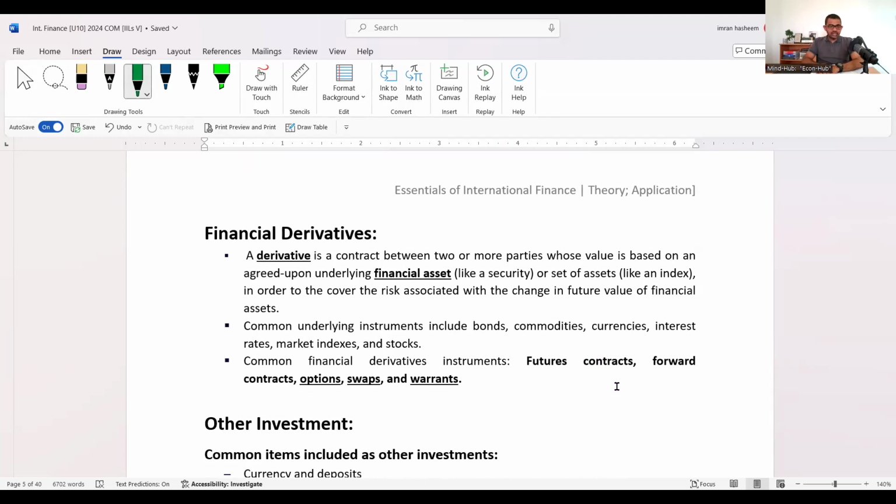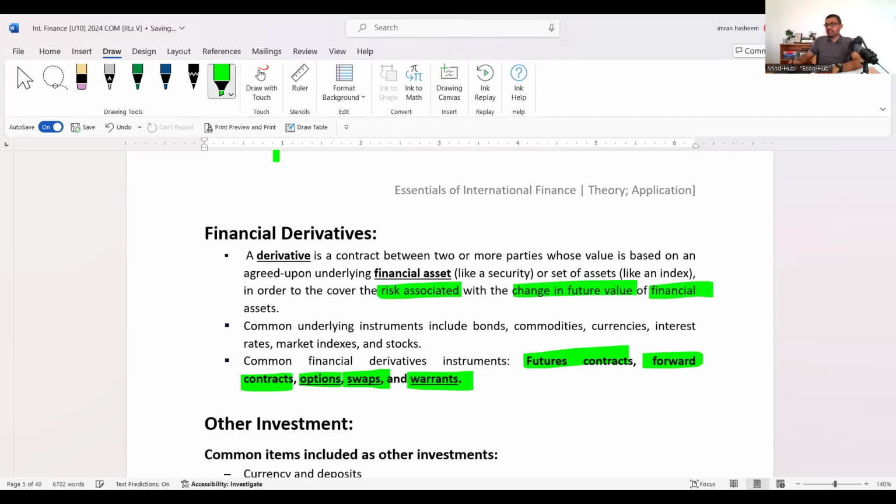There are different derivative products, right? Of course, it's good to know some of the words: futures contracts, forward contracts, options, swaps. The central bank does a lot of currency swaps and all that, and warrants. So know some of those words, right? The basic idea is simple. It's a way to reduce the risk associated with changes in the future price of financial assets. Hedging and all those things broadly come under this.